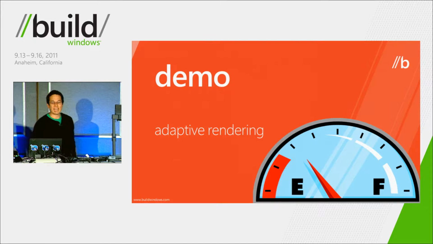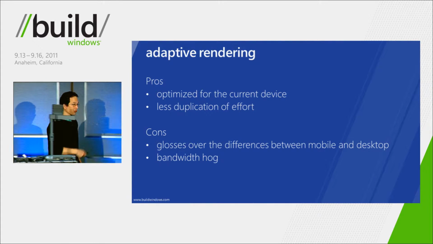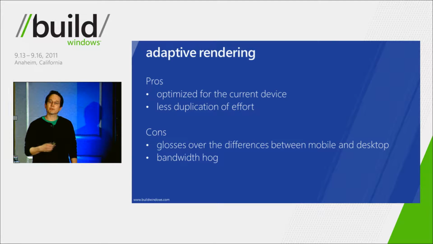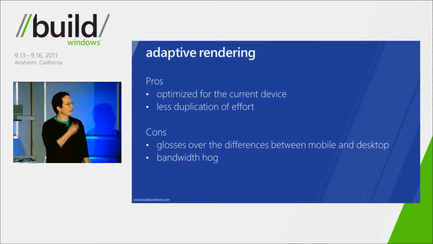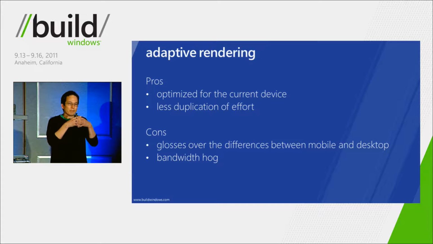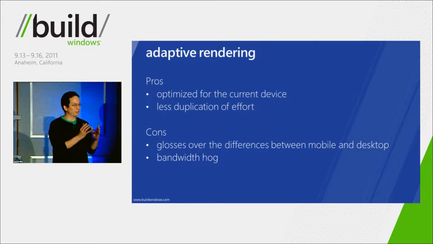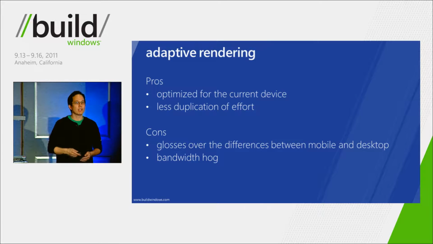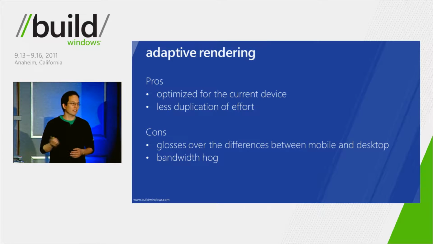So that's adaptive rendering. So what are the benefits of adaptive rendering? Well, as I mentioned, it's optimized for the current device. I don't have to do detection, and you write your CSS in such a way that it adapts to the specific dimensions you care about. It's also less duplication of effort. If you notice there, I didn't have separate views for mobile devices and desktop devices, right? It's just a single one.